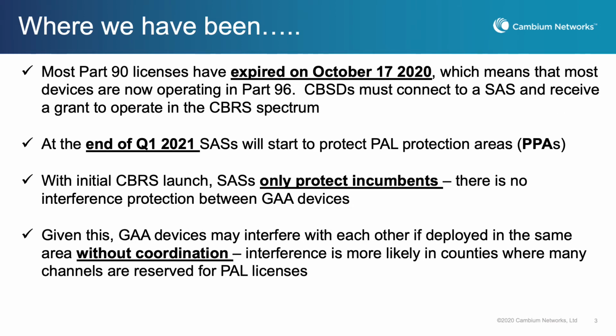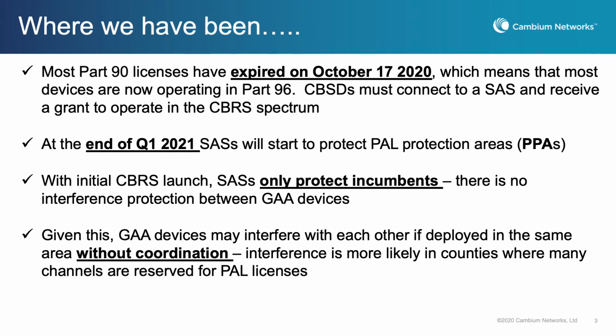Until October 17, in the 3 GHz band, there was a mix of devices operating under Part 90 and other devices operating under Part 96. On October 17 of 2020, most of the Part 90 licenses expired, and now most devices operate under Part 96. This means that devices need to connect to the SAS to receive a grant, and the SAS authorizes grants only if there is no interference to higher tier devices.